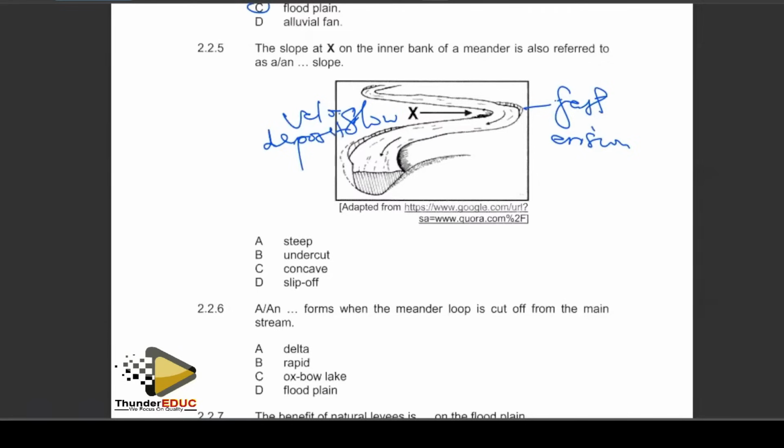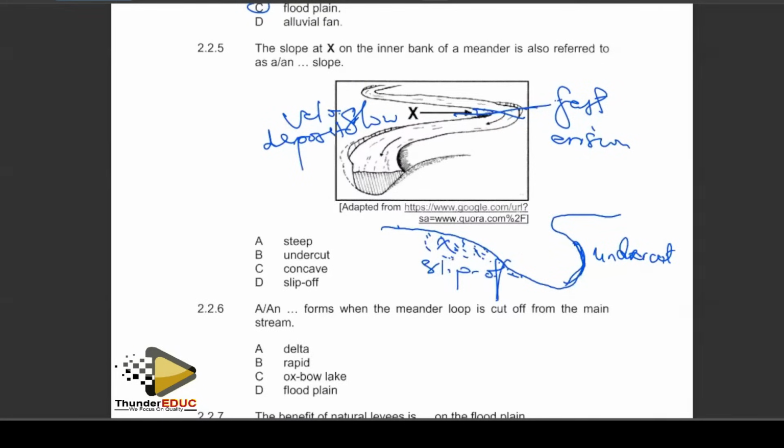So if you are to draw a cross-section from X, cutting across the river channel, across the bend here, across that bend there, it means our river channel will look like a general slope. We go into the channel and a steep slope and something like this. This is where our X is. There's deposition happening here, there is slow velocity of water, and there is fast moving water, which creates undercutting on this side. This is what we call the undercut, and this is what we call the slip off. So our response is slip off. We move on to the next question.